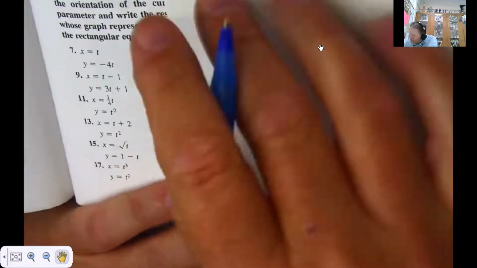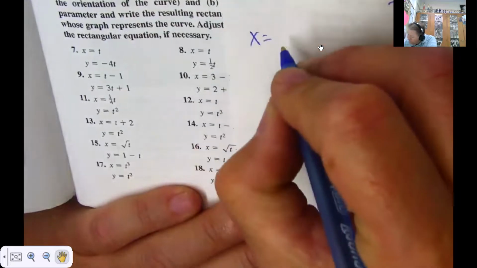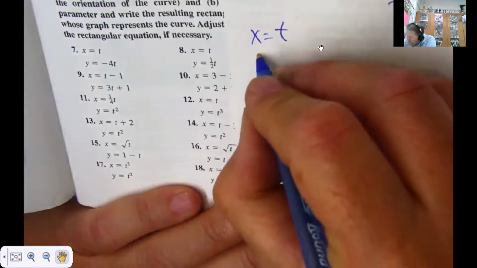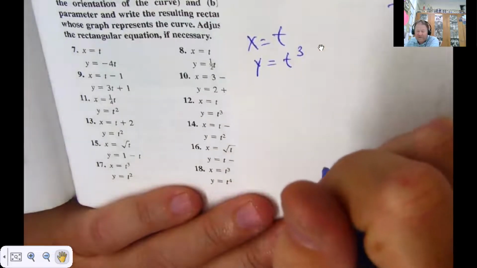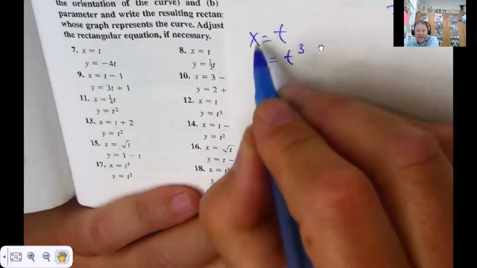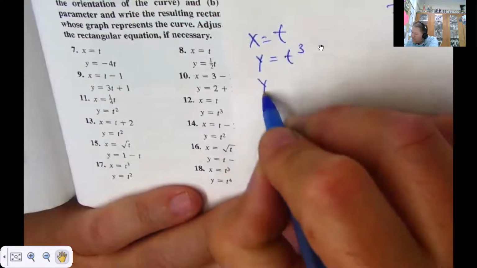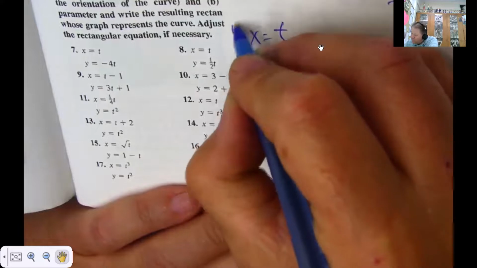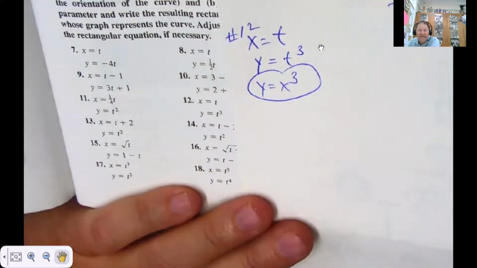All right, and the next one is x equals t and y equals t cubed. Well, that's pretty easy. All I have to do is substitute back in for t, right here, t and x, and you get y equals x cubed. That's number 12. And that's it. That's going to be the rectangular equation. Then you could graph y equals x cubed.